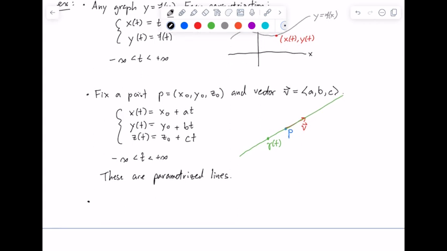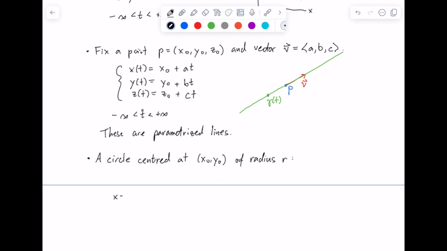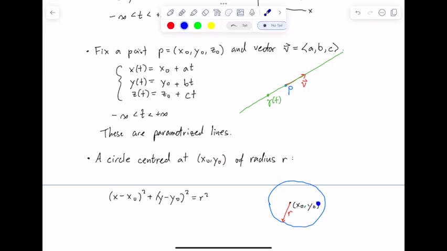Finally, a very common parametrization we have is for circles. So remember that if we have a circle centered at x naught, y naught on the plane of radius r, then its equation, the unparametrized version of this, would be x minus x naught all squared plus y minus y naught all squared is equal to r squared. And let me draw a picture. If I have a center at x naught, y naught, I could pretend this is the origin, and this is my radius r all around.